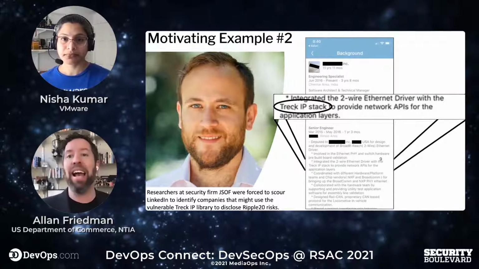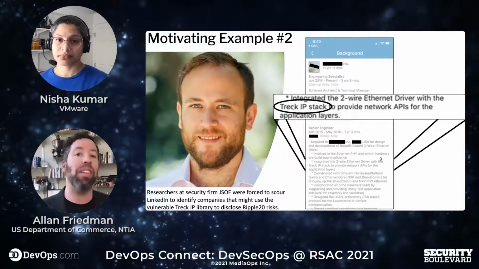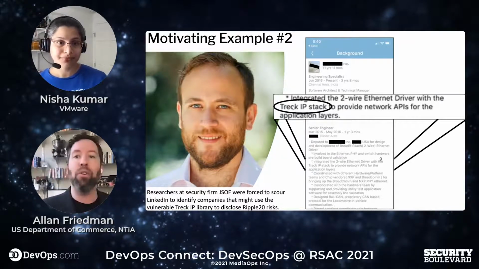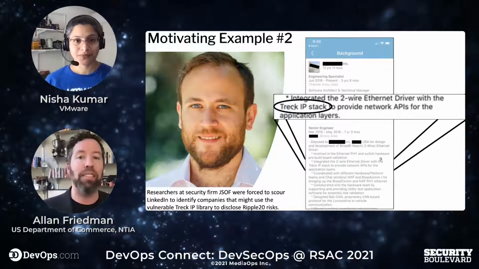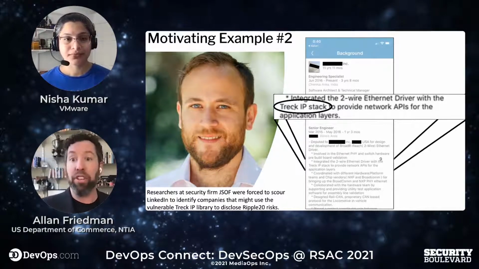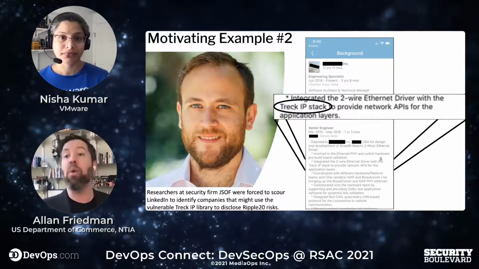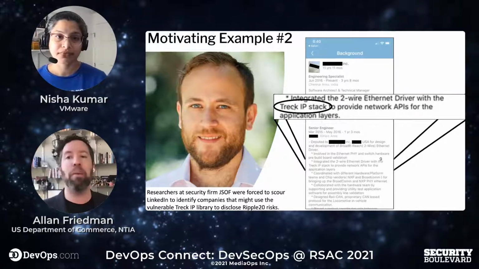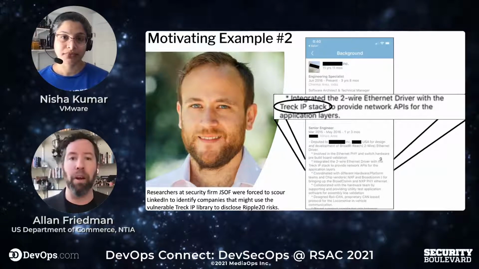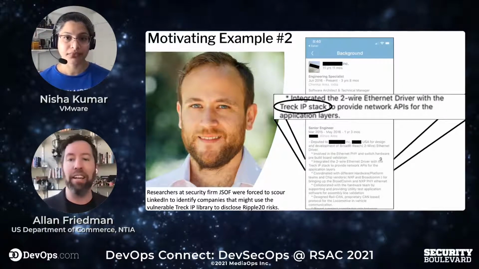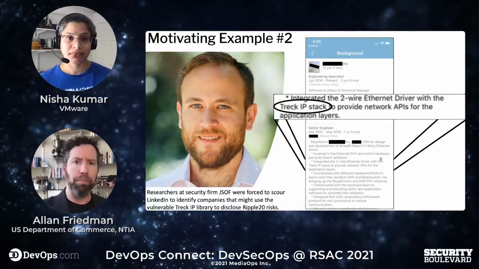So he and his team had to do OSINT. They had to scour LinkedIn looking for anyone who was bragging about having expertise in this particular software library and then reach out to the company and say, hey, we think you might be affected. And by the way, this company in particular is a Fortune 100 company that has real impact in the world.